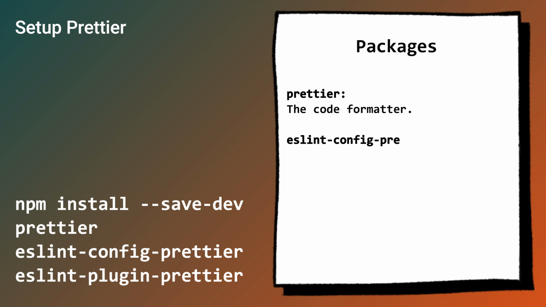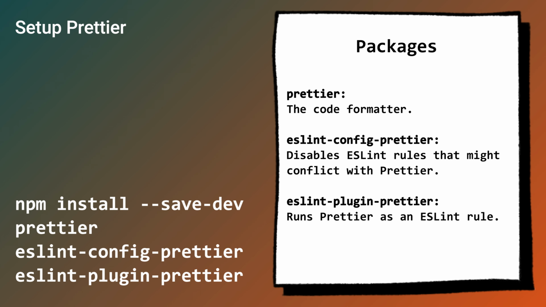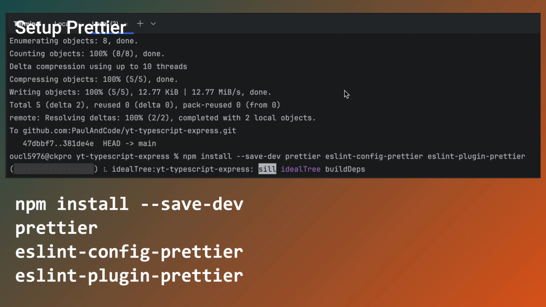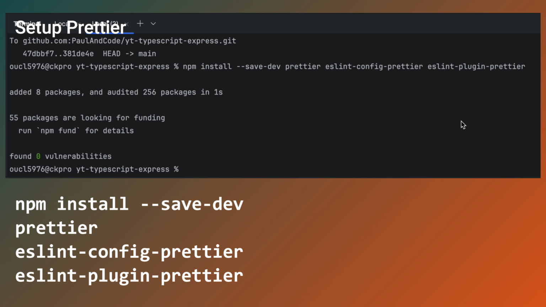Now we have ESLint set up, the next step is to set up Prettier. We need to install 3 packages. Firstly, Prettier, which is the code formatter itself. eslint-config-prettier, which disables ESLint rules that might conflict with Prettier. And eslint-plugin-prettier, which runs Prettier as an ESLint rule.